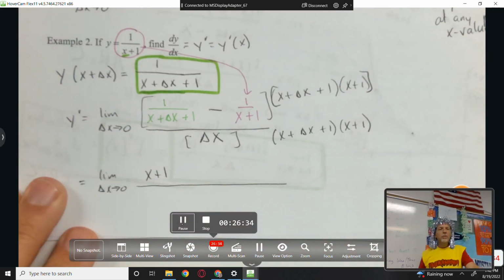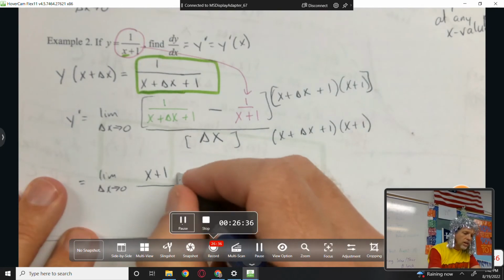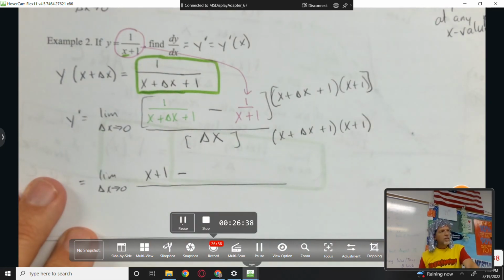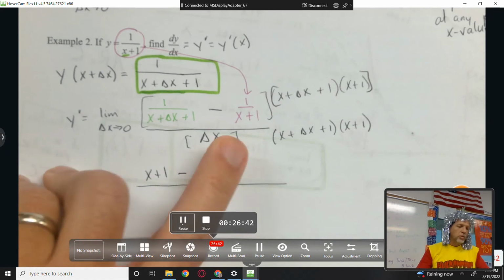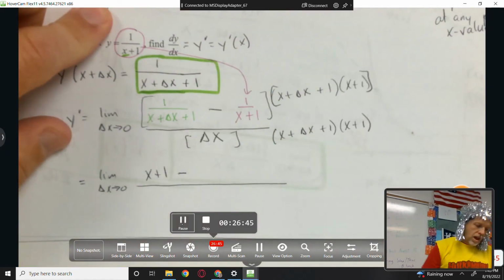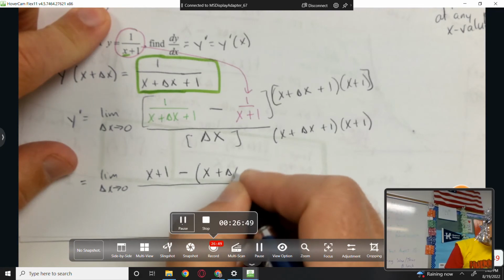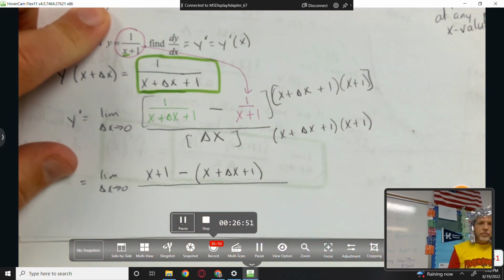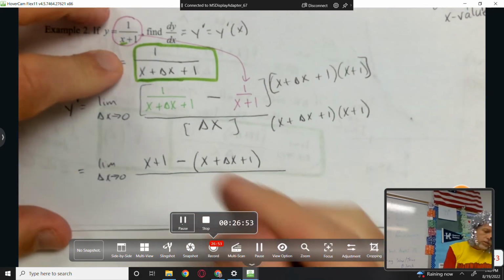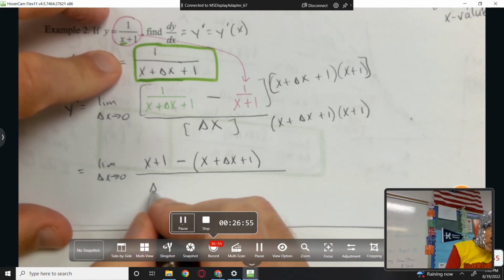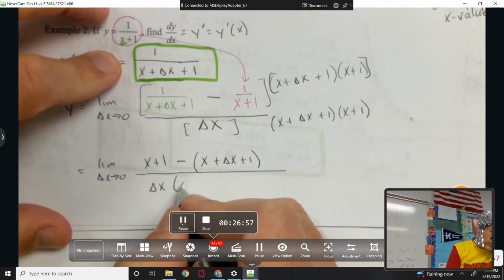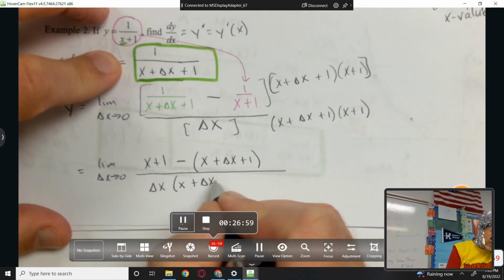So that wasn't too bad. Minus x plus delta x plus 1. The second one, the x plus 1's cancel. And let's be careful with that minus sign, make sure it gets to everybody. x plus delta x plus 1, all over... this is a mess, but we're not multiplying it out. We're just going to leave it as is.